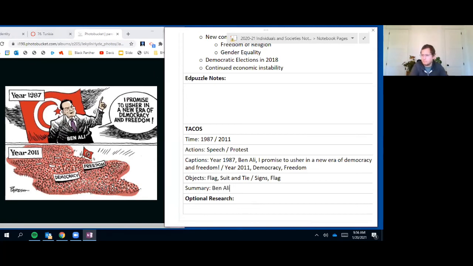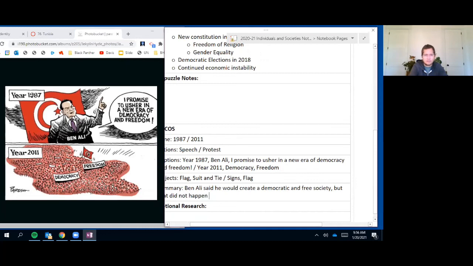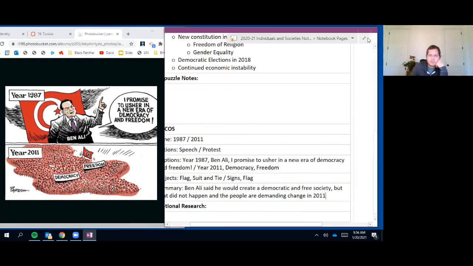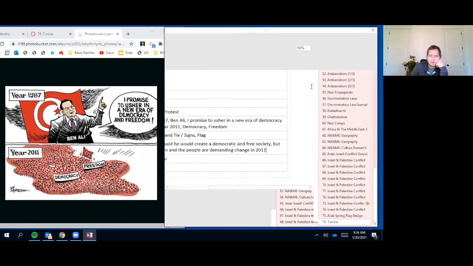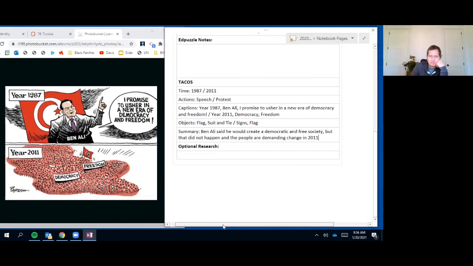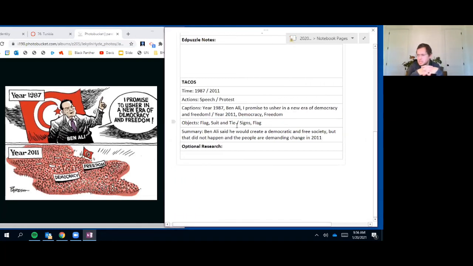For me, if I'm doing this, Ben Ali said he would create a democratic and free society, but that did not happen. And the people are demanding change in 2011. I'll change the view a little bit here. Does that make sense, y'all? The tacos? Does that make sense?